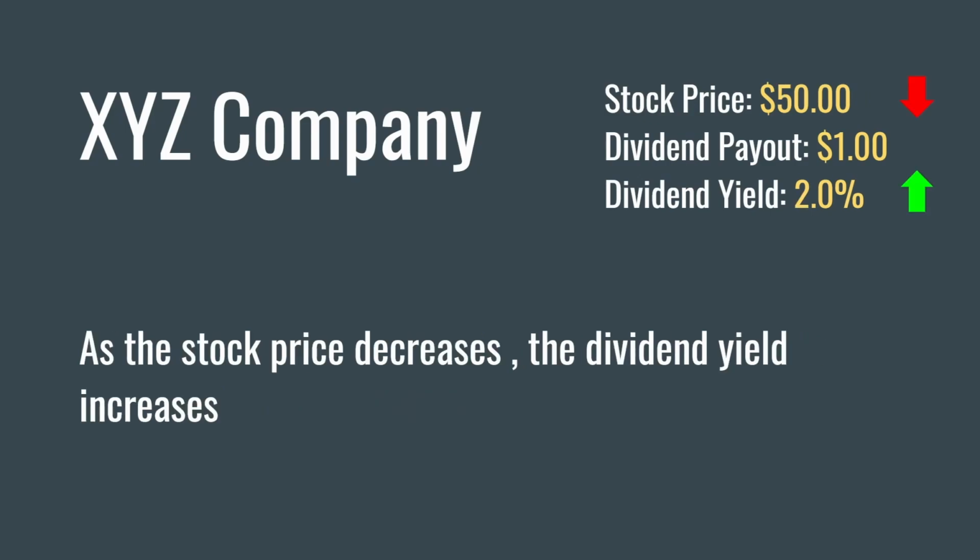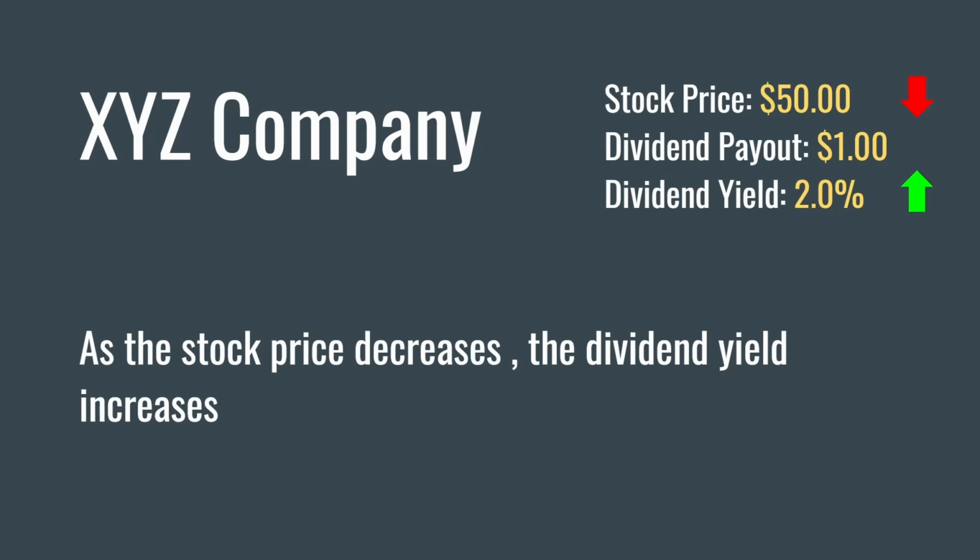Okay, now I'm going to share a few little interesting facts about the dividend yield, and this can help you in your own investing journey. So basically, our XYZ company has a stock price of $50, which is down from our previous example of $100. What does this mean though? If you look at the dividend yield, you can see that it's 2%, and the dividend yield is actually up. So the rule here is simple. As the stock price decreases, the dividend yield increases.